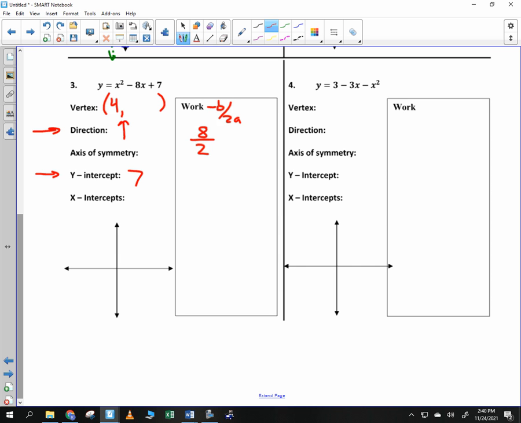Once I determine the x value, what do I do to determine the y value? Plug it in. And this is probably the most common mistake people make. They don't plug it in correctly. 4 squared is, minus, what is 4 times 8? And then plus 7. So that's what I need to calculate. 16 minus 32 is negative 16, plus 7 is negative 9.